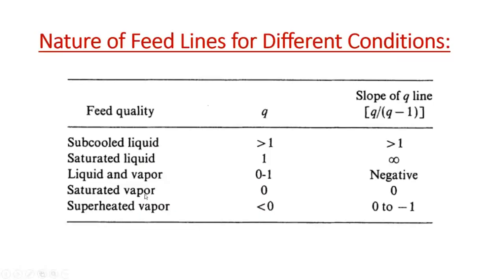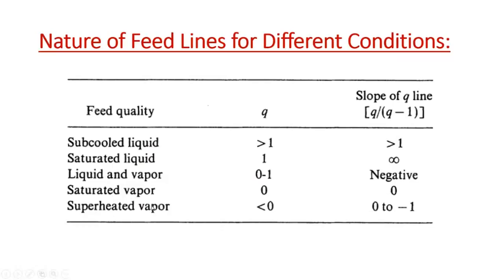Now let us discuss saturated vapor. If the feed is saturated vapor, then as it is already saturated vapor, we need to supply 0 amount of heat to convert the feed into saturated vapor. So that means the q value is 0 by lambda, that is 0. If q is equal to 0, then q by q minus 1, that is 0 by anything, is 0. So that means the slope is 0. It should be a horizontal line. So for the saturated vapor condition, the feed condition line is a horizontal line.